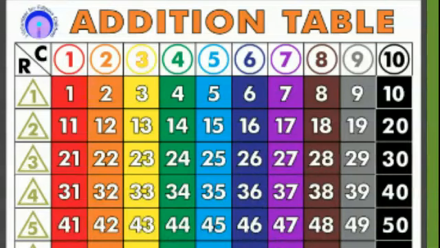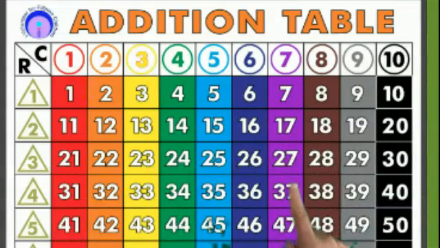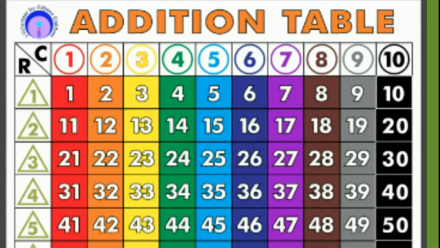Let's go to the seventh column, or column 7. This particular column is colored violet, and all the numbers end in 7. By the way, the first 7 columns were colored with Roy G. Biv, or the rainbow colors.